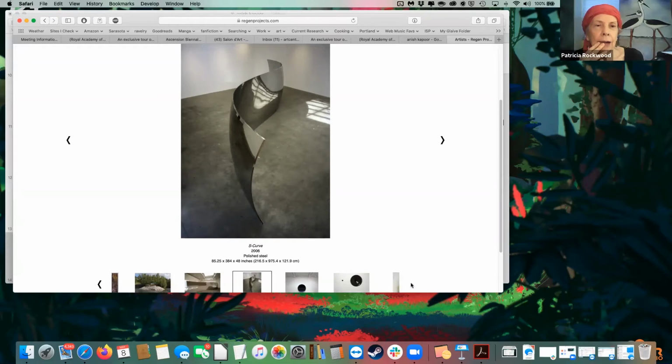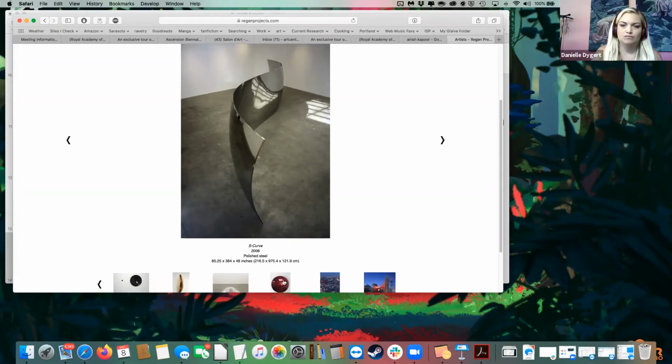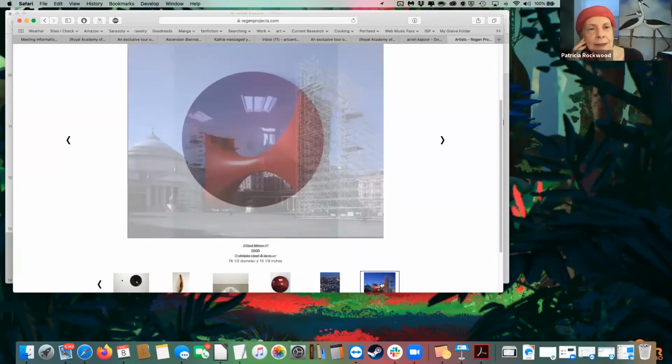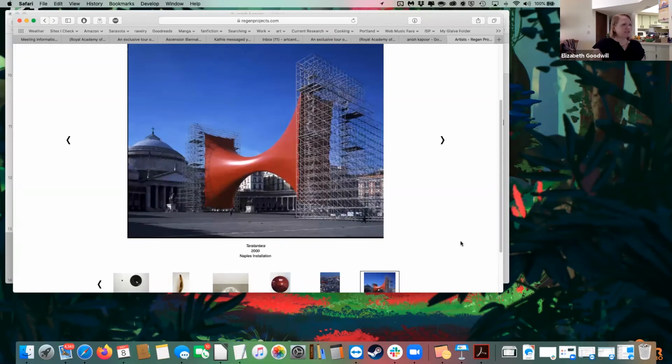Here's another one where he's colored the stainless steel. Oh, that's a beautiful color. Oh, look at that. A rich piece. Oh, that's like taffy.